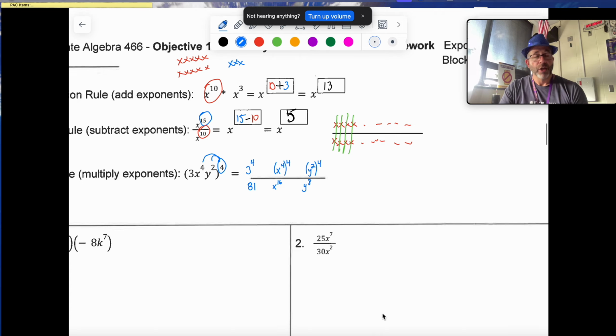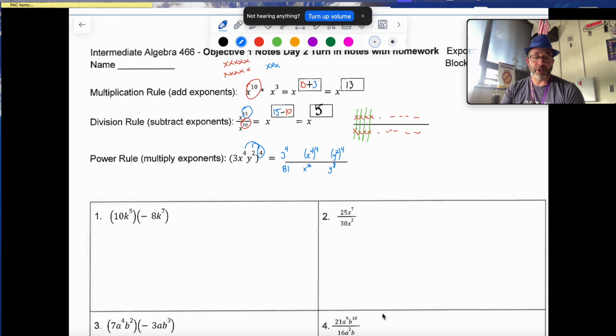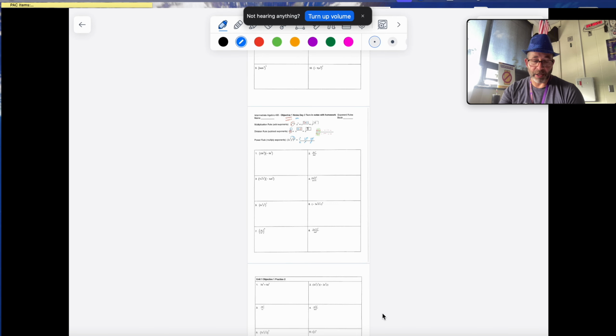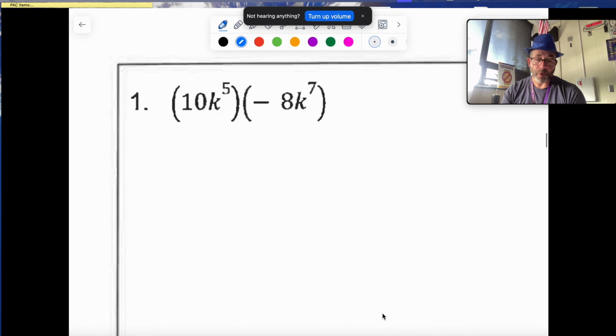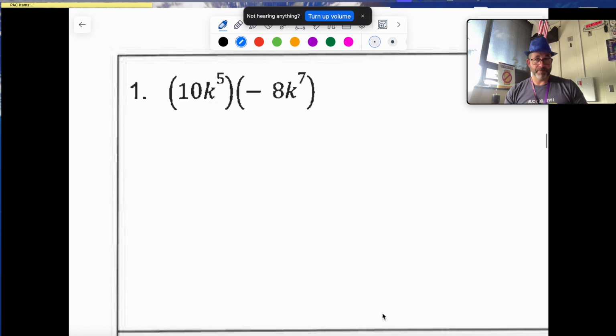All right. So using these rules, what we're going to try to do is work through these 8 problems here. All right, and we're just going to go bit by bit. So when we're doing the multiplication of these, we're taking the parts that go together and we're putting them together. Okay. There's no powers. Okay, I should back up.